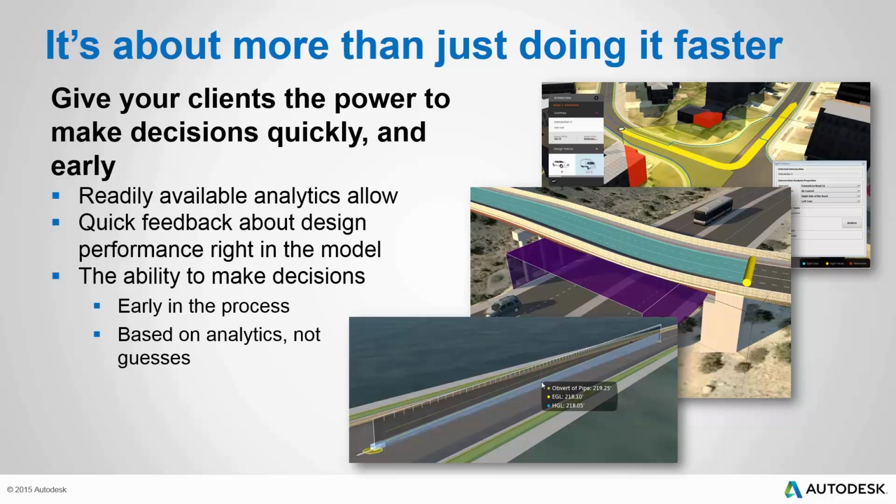The top image shows a sight distance analysis for an intersection. The middle image is clearance beneath a bridge, and the bottom image is flow performance of a pipe in a storm system. As you can see, the results are very visual, and they serve as companions to the designer always present so that decisions can be made early. And what's also important about this is that the decisions are made based on analytics, not guesses.